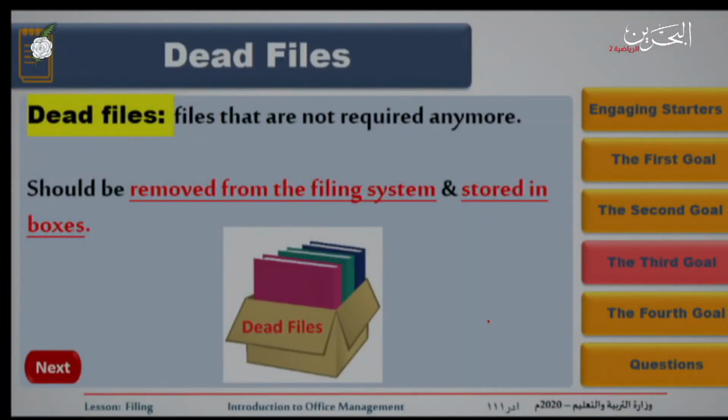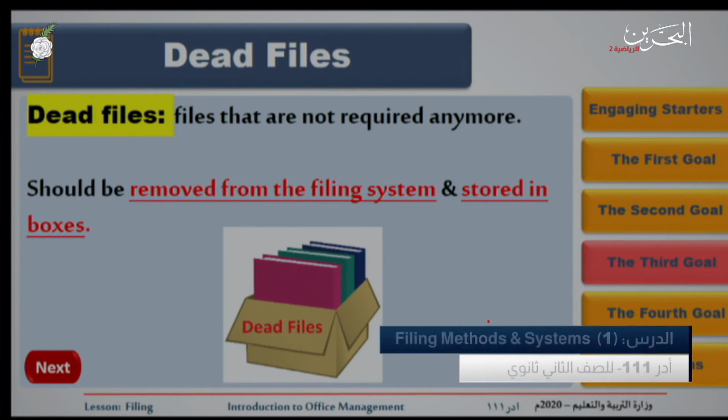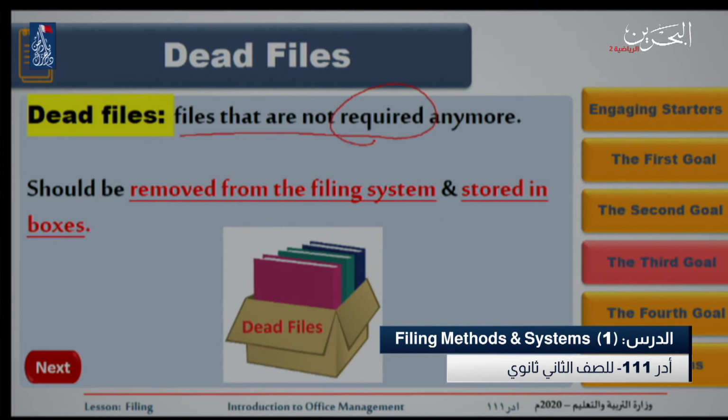Now, let's move on to the third objective. We have something called dead files. What are dead files? From the name, dead, which means it's not needed. It's expired or done. So the definition is files that are not required anymore. We don't need them. So what should we do with them? They should be removed from the filing system and stored in boxes, as you can see here.